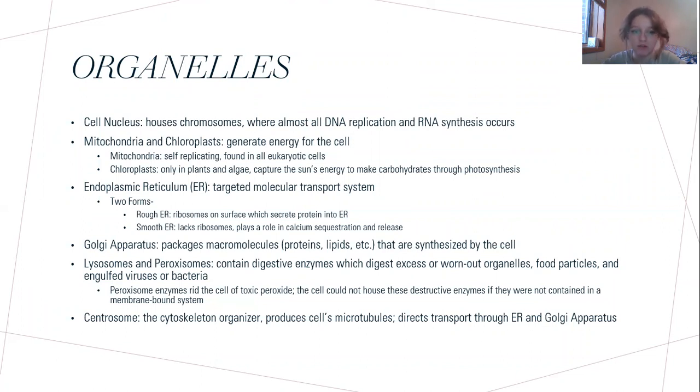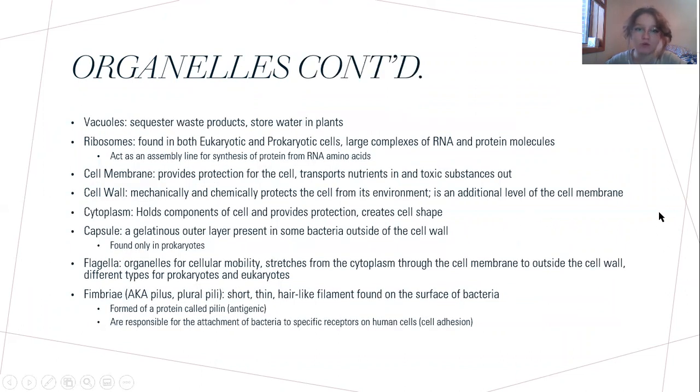Next up is centrosomes. This is essentially the cytoskeleton organizer. It produces the cell's microtubules as well as directs transport through the ER and Golgi apparatus. Then we have vacuoles. These are what sequester waste products and store water in plants. They're essentially like waste removal in the cells.